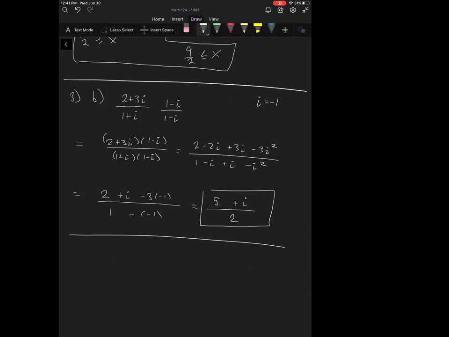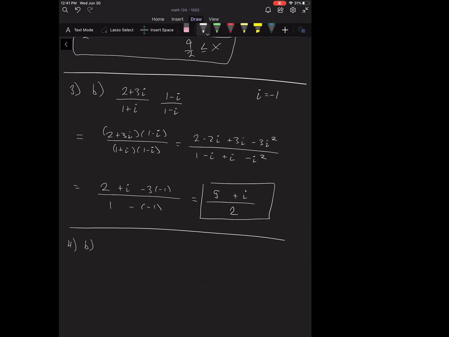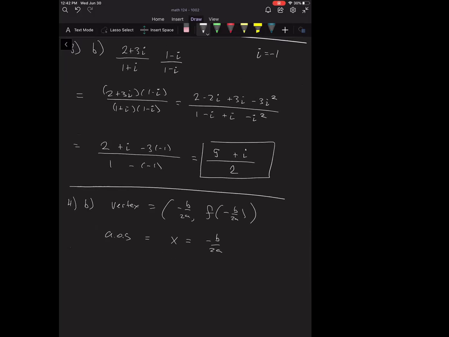Okay, so problem number 4. We want to find the vertex and axis of symmetry. Let's just do part B. Let's write in the formulas. Our vertex is going to be negative b over 2a, f of negative b over 2a. And then the axis of symmetry is just going to be the line x is equal to negative b over 2a. We also want to find the maximum or minimum value. We'll do that after we do this.